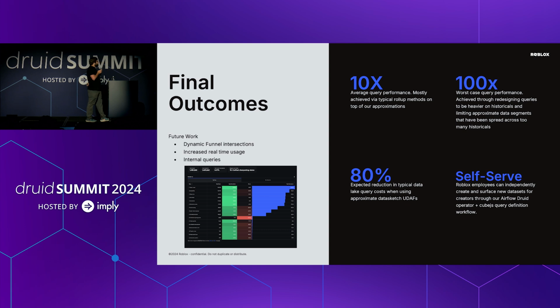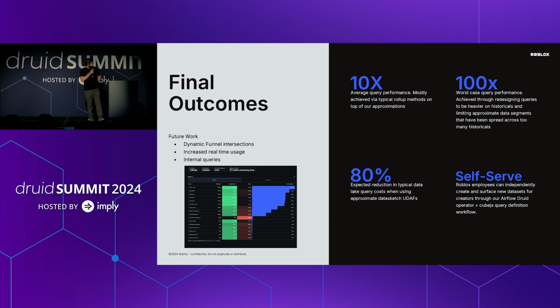As far as final outcomes go, we achieved 10 times average query performance. This was largely via the rollups and usage of approximations. 100 times worst case query performance. This was largely from redesigning the query and making it heavier on historical, along with the prior average performance. And we expect a large reduction in potential cost on our data lake via using DataSketch user-defined aggregate functions that we've added.